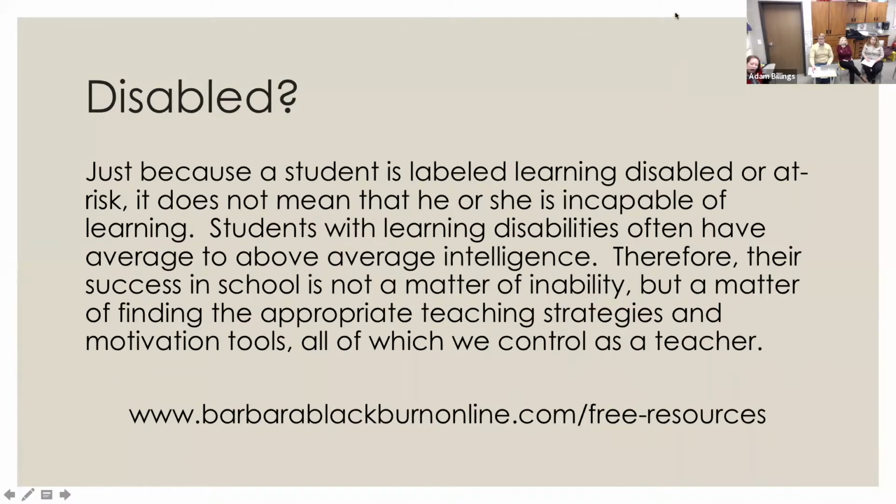Just because a student is labeled disabled or at risk, it does not mean that he or she is incapable of learning. And I've had times where I wasn't sure this was true because I really struggled to get a student to learn. Students with learning disabilities often have average or above average intelligence. Therefore, their success in school is not a matter of inability, but a matter of finding the appropriate teaching strategies and motivation tools, all of which we control as a teacher.